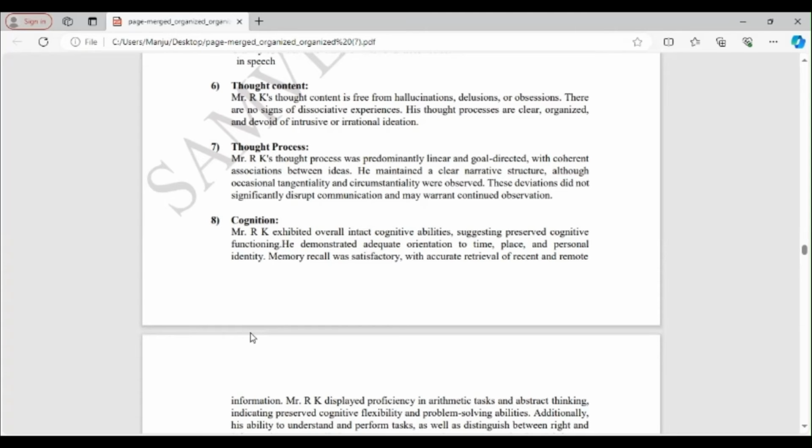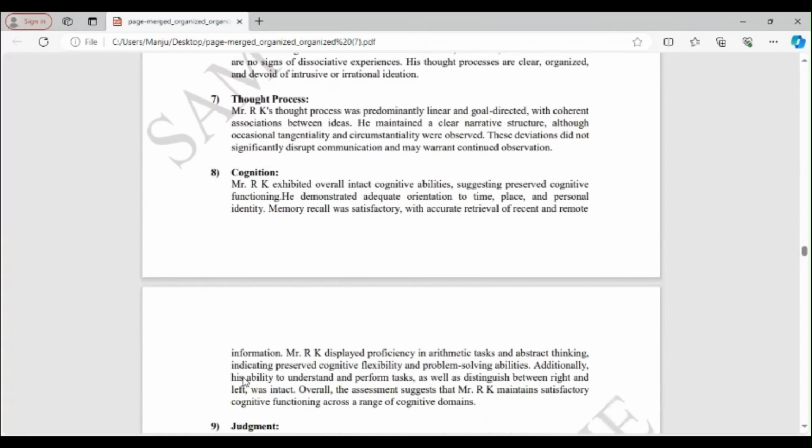Memory recall was satisfactory. His accurate retrieval of recent and remote memory information was there. Mr. RK displayed proficiency in arithmetic tasks and abstract thinking, indicating preserved cognitive flexibility and problem solving abilities. Additionally, his ability to understand and perform tasks as well as distinguish between right and left was intact. Overall, the assessment suggests that he maintains satisfactory cognitive functioning across a range of cognitive domains.